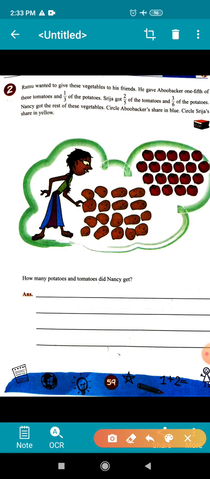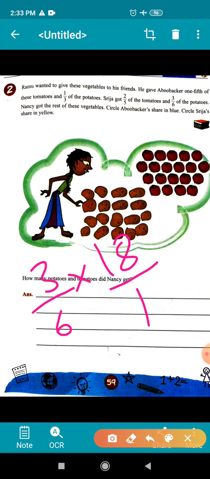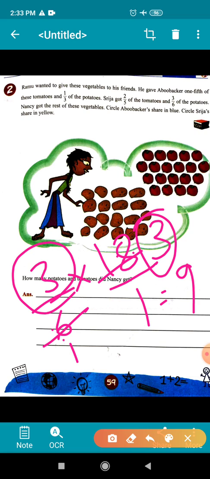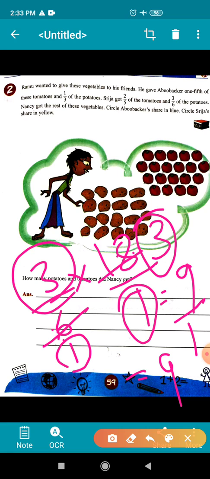Now similarly we will calculate potatoes. 3/6 of 18 potatoes. Similarly, we will reduce these two numbers by 6. 6 1s are 6, 6 3s are 18, and when you multiply these two numbers, you get 9, and for the denominators you get 1. It means it is 9. It means Shiza is getting 9 potatoes. Now what you will do? You will remove 9 potatoes from the group.